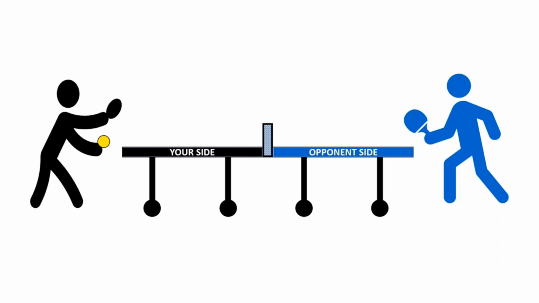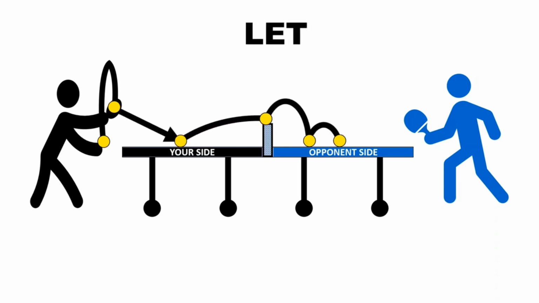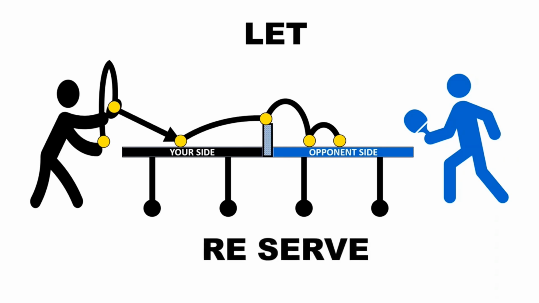One thing I would like to bring to your attention is when you are serving, if the ball hits the net and goes to the other side, it's called a let, and in that case you would reserve it. But if you're playing a point and this happened, that's fine, you just continue the game.